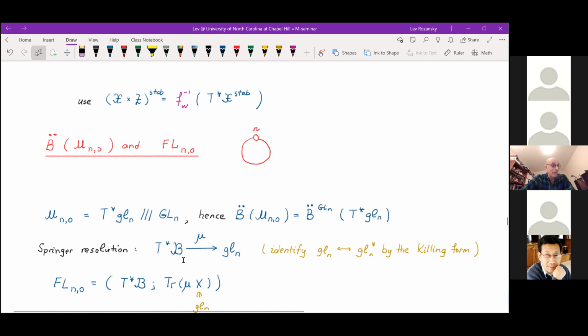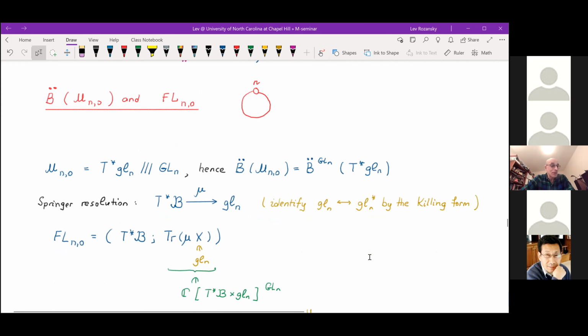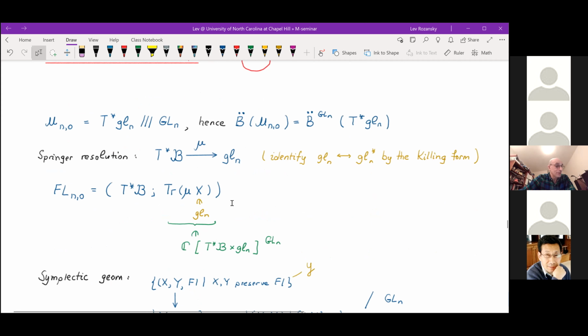Let me remind you that the Springer resolution is a map from T star of the flag variety to GLN. I identify GLN with its dual, so let me ignore the distinction. So the object that we use is T star B, used as an auxiliary variety, and W is the trace of the product of the moment map and the coordinate on GLN, the matrix of GLN. So that's what it is.